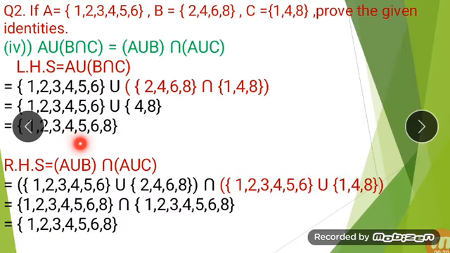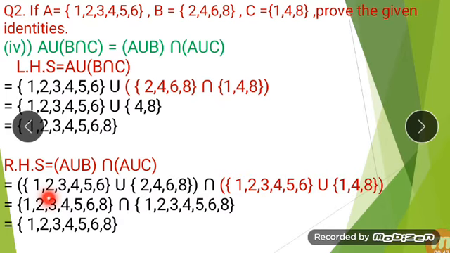So 1, 2, 3, 4, 5, 6, 8, all the elements will be here, and 4 is in both the sets, so it should not be repeated, it should be written one time. Right hand side is A union B, so under A means first bracket, then set A, then union sign, then set B, then bracket closed, then intersection sign here, then again bracket, then set A, then union, then set C here.